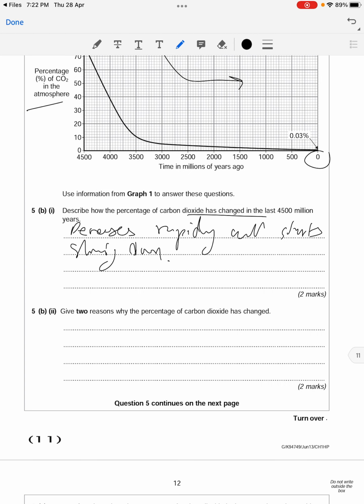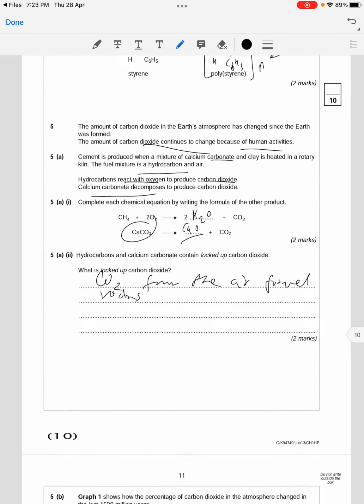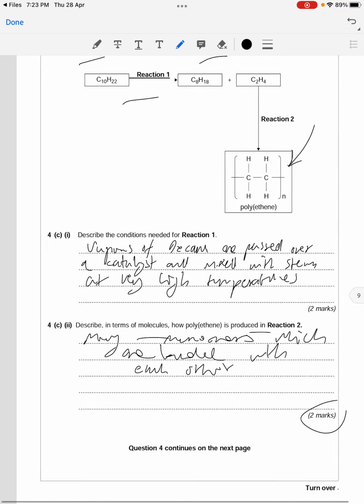Now give 2 reasons why the percentage of carbon dioxide has changed. You can use the locked up theory, or you can accept photosynthesis as well. So why it has changed is because it's been used by plants in the process of photosynthesis. Photosynthesis is a process where carbon dioxide is taken from the atmosphere and used by plants. Then you can mention that it's locked up in fossil fuels.